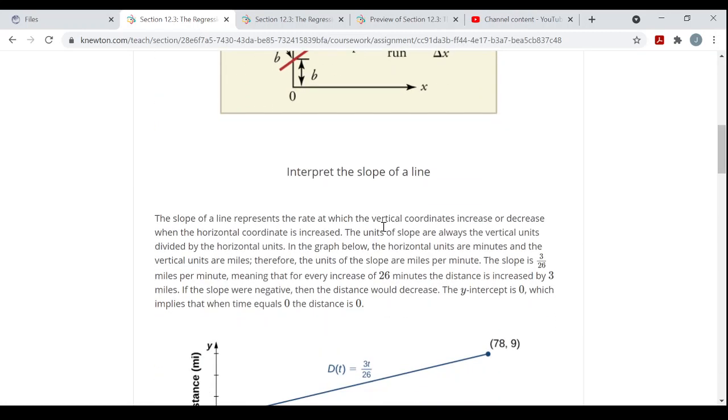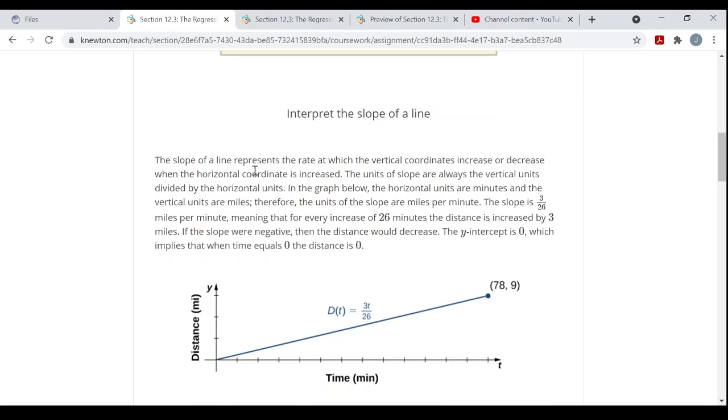So how do you interpret the slope of a line? The slope of a line represents the rate at which the vertical coordinates increase, or decrease if it's negative. Negative slope means as I move right, the y-coordinates are decreasing when the horizontal coordinate is increased. The units of slope are always the vertical units divided by the horizontal units. In the graph below, the horizontal units are minutes. You have a distance versus time graph here. The vertical units are miles.